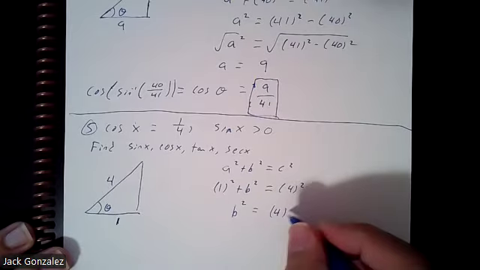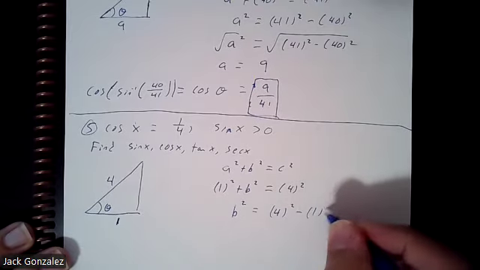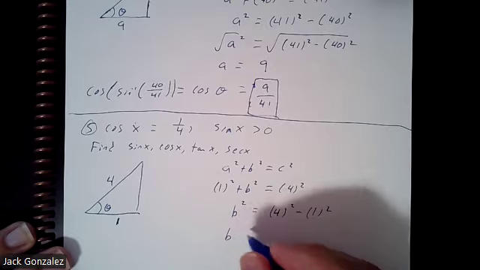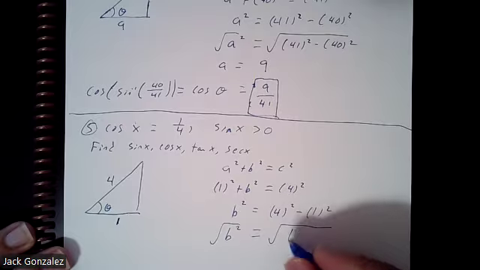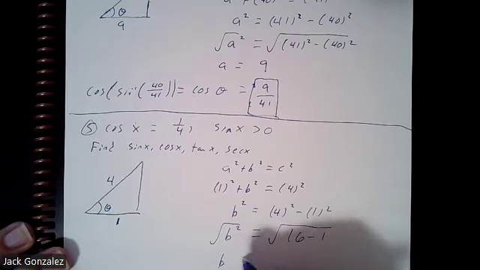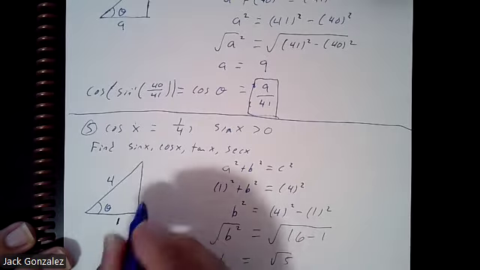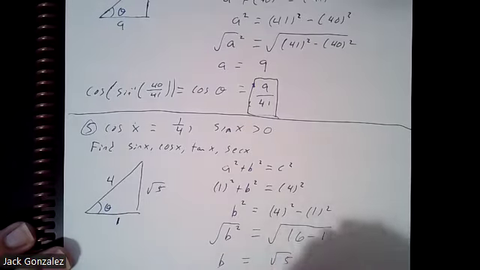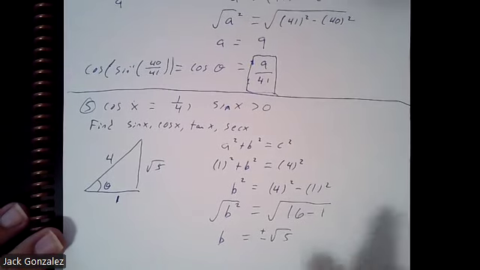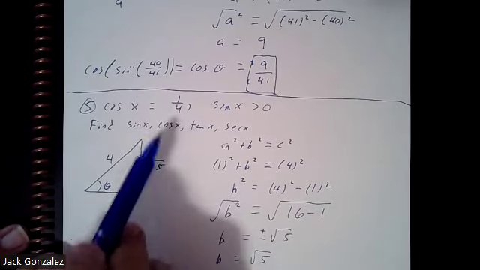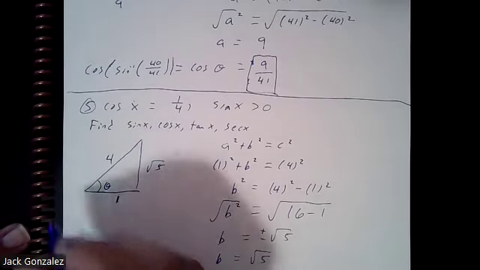Subtract the 1 over. So B is, square root both sides, right? B is equal to the square root of 16 minus 1. So B is 5. Plus or minus technically, but we're choosing positive because we're in quadrant 1. So B is positive. Now you can just list off all of them.